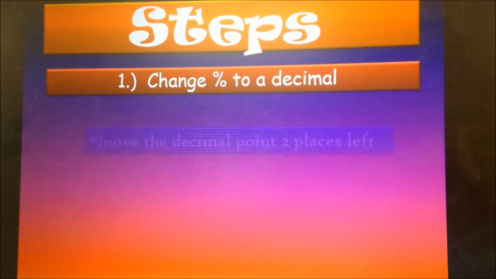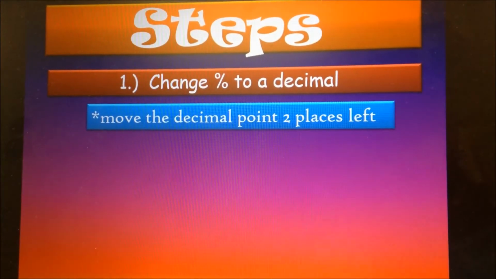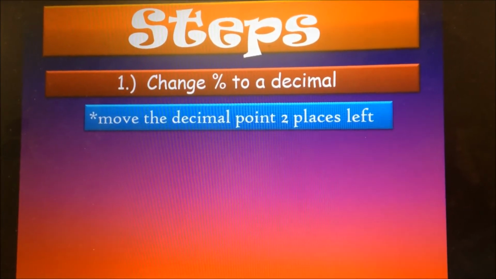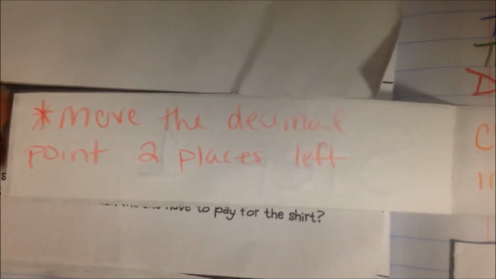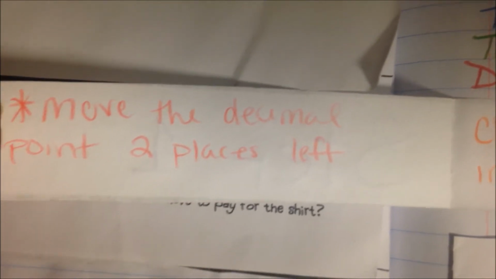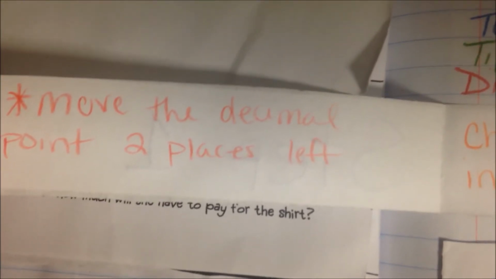And if we forgot, we need to move the decimal point 2 places to the left in order to change that. On the side, I'm going to remind myself that in order to do that, I have to move the decimal point 2 places to the left.